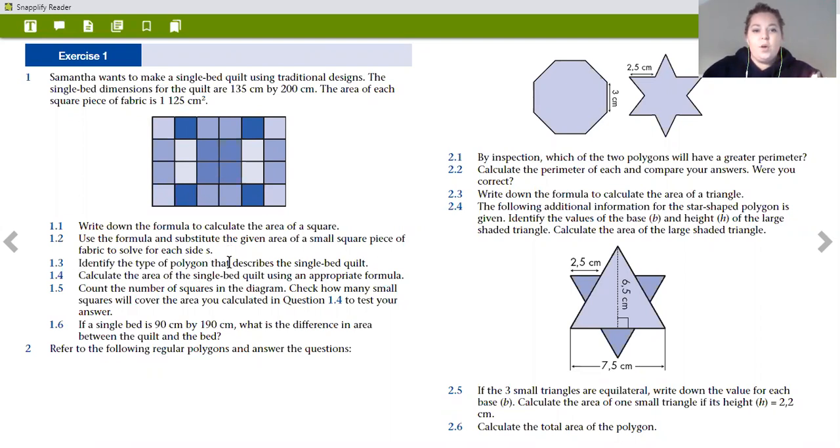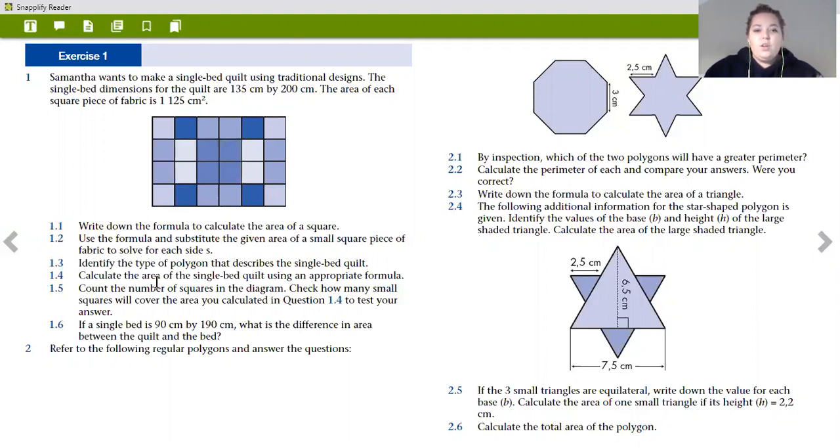Identify the type of polygon that describes a single bed quilt. So this single bed quilt is 135 by 200 centimeters. It looks like a rectangle, right? Because the sides aren't the same size. So if this is 200, that's 200. And if that's 135, that's going to be 135. So it will be a rectangle.